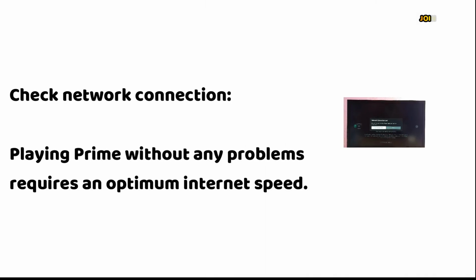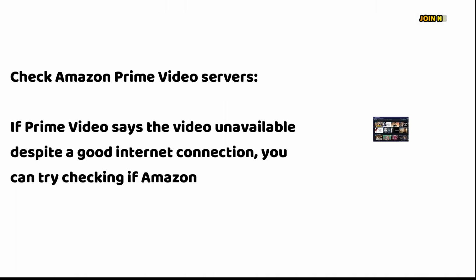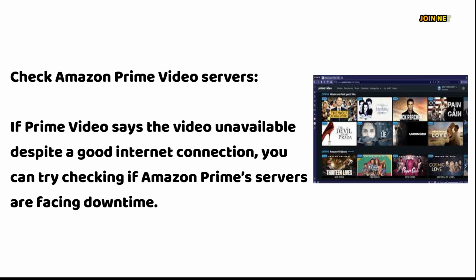Check network connection. Playing Prime without any problems requires an optimum internet speed. Check Amazon Prime Video servers. If Prime Video says the video is unavailable despite a good internet connection, you can try checking if Amazon Prime servers are facing downtime.